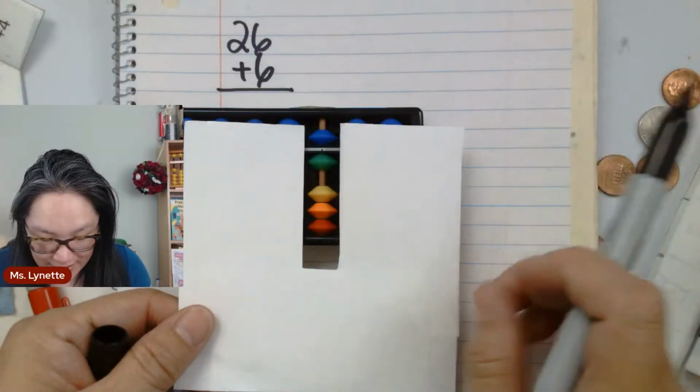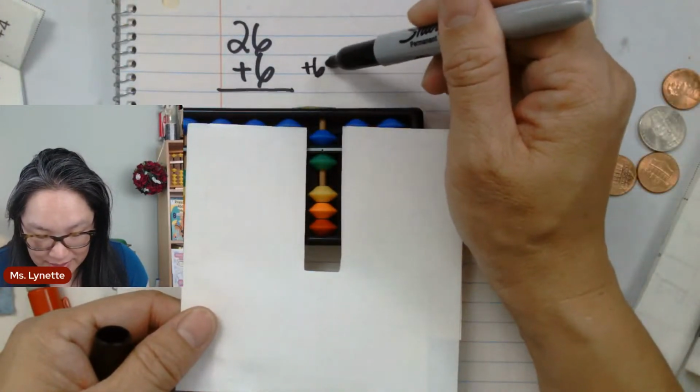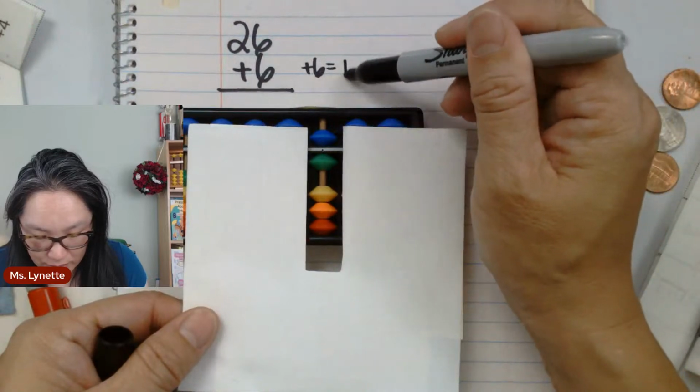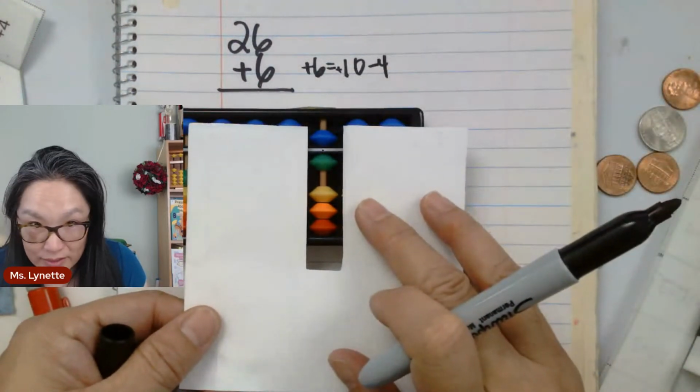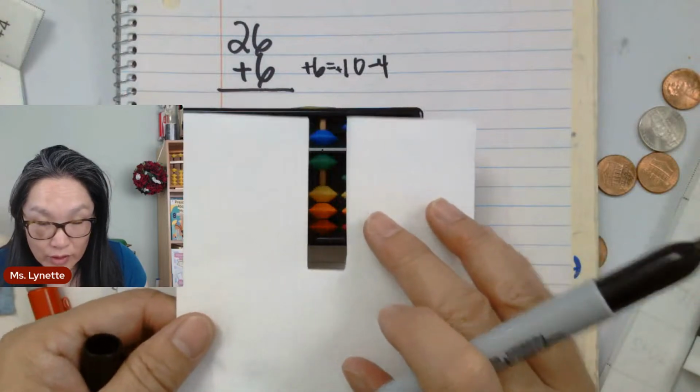So is there enough beads to add the 6? Plus the 6 is equal to what? Plus the 10 minus the 4. So I'm going to plus the 10. I'm going to take away the 4.